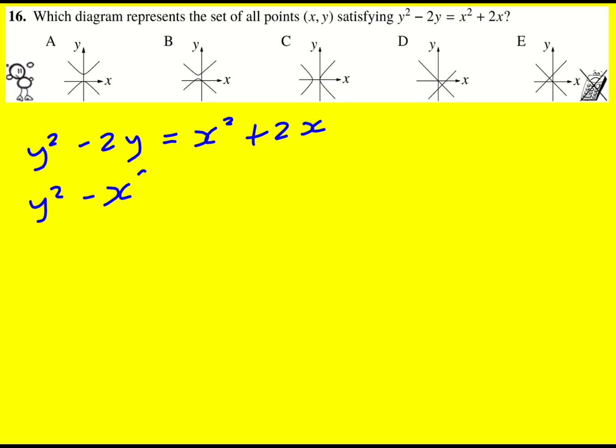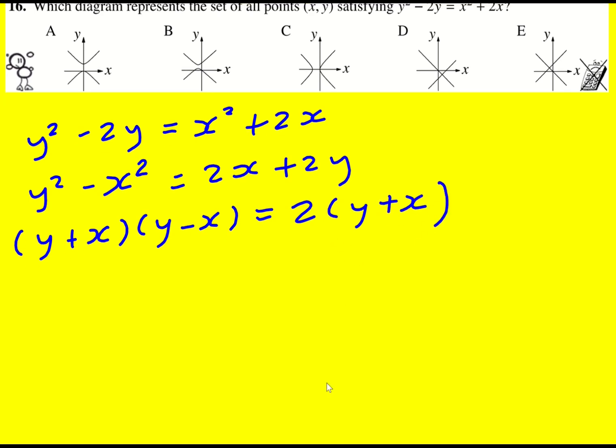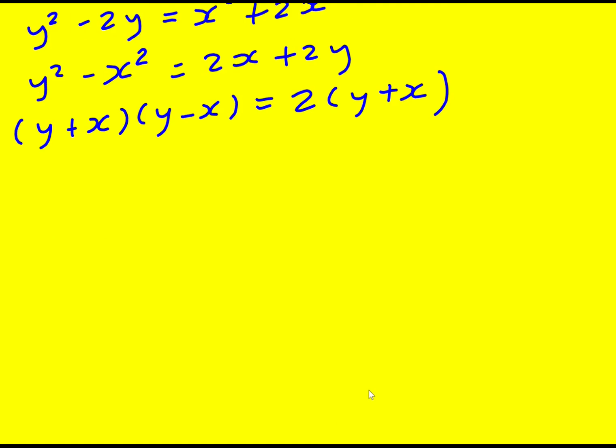I can factorize it. It didn't look easy to factorize if I put it all on one side, but if I just deal with the left-hand side, and then add the 2y to this side, then I can actually also factorize the right-hand side. So then we get (y plus x) times (y minus x) is going to be 2(x plus y), or I'm going to write it as 2(y plus x). Okay, now there's two things you can now do.